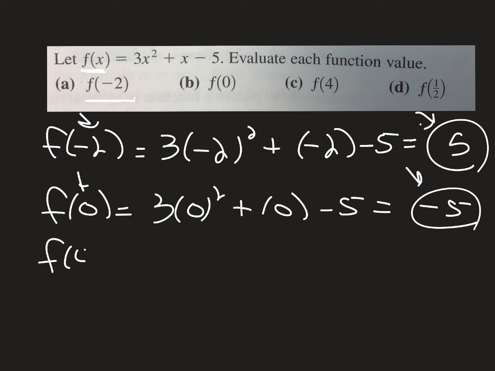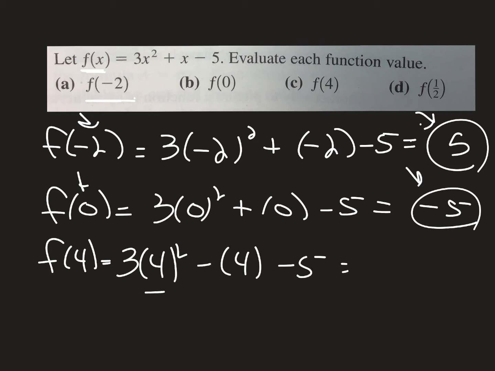F of 4. We'll do this one to stop on the slide. 3 times 4 squared minus 4 minus 5. 4 squared is 16, times 3 is 48, minus 4 is 44, minus 5, 39. All right, so that shouldn't be a big deal. Find the value of y if they give you x.